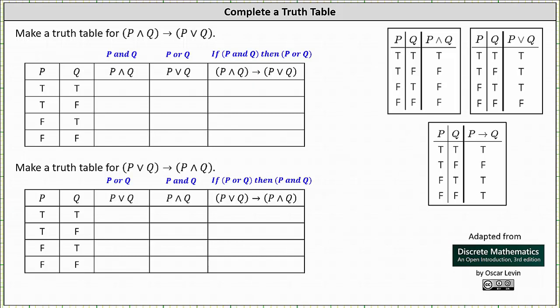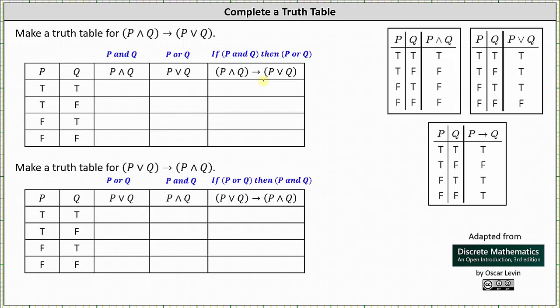We're asked to make a truth table for the implication if P and Q, then P or Q. To begin, we have a column for P and Q and list all the possible permutations of true and false. We have true, true, true, false, false, true, and false, false. And then we have a column for P and Q, a column for P or Q, and finally a column for the given implication. For reference, I have the basic truth tables here on the right.